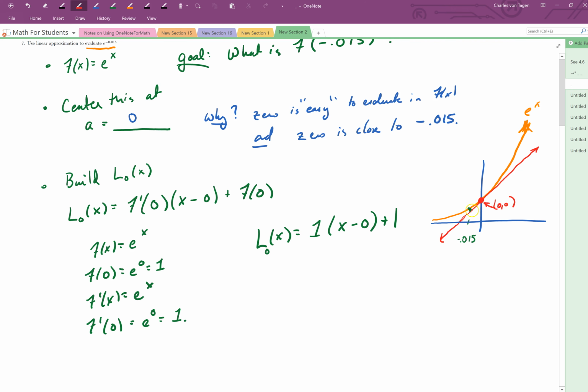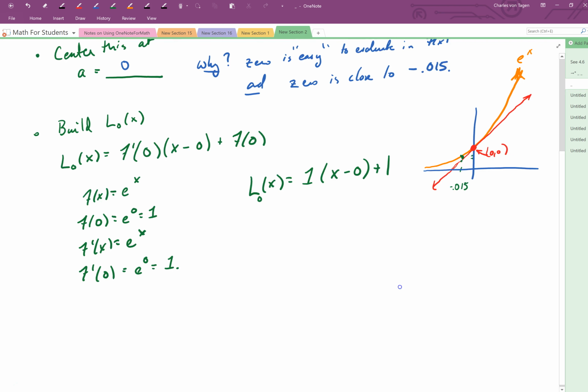And you can see that the y values of the point on the function and the point on the line, although my picture makes them look a little bit far away, are pretty close to one another. Those y values are close. So that's the idea of this procedure.